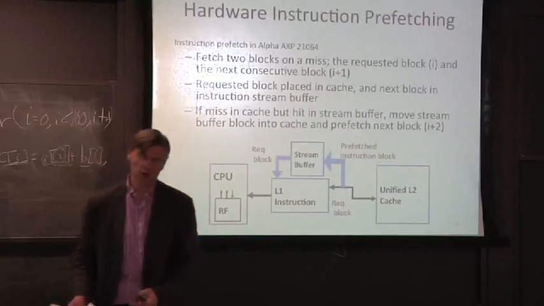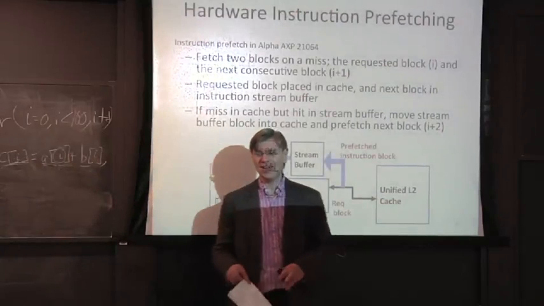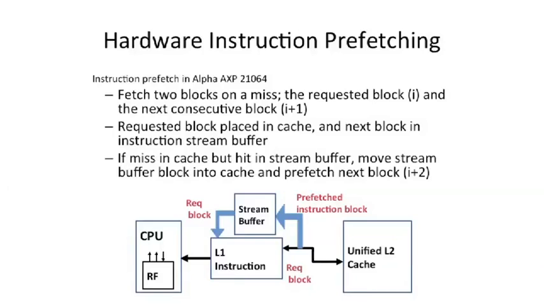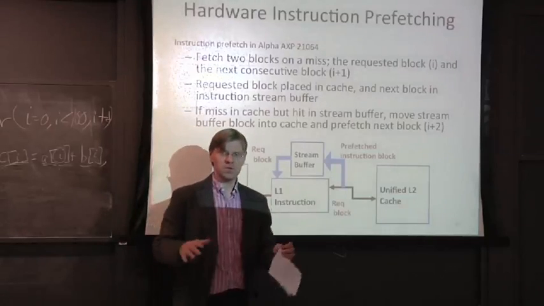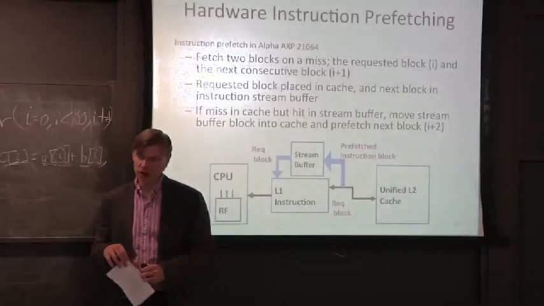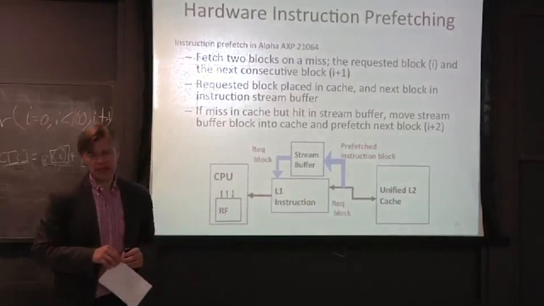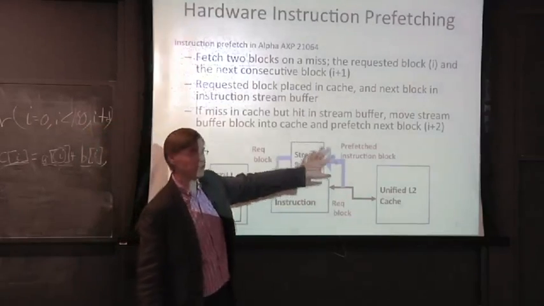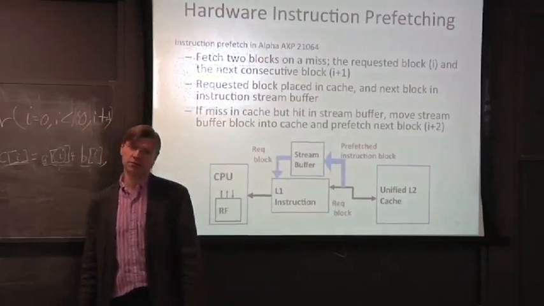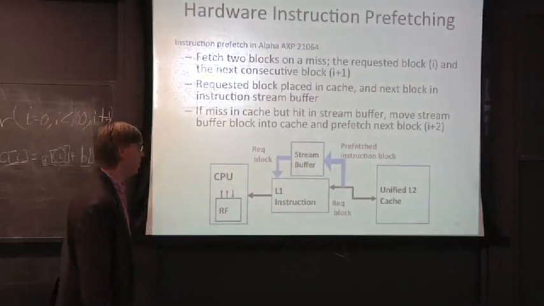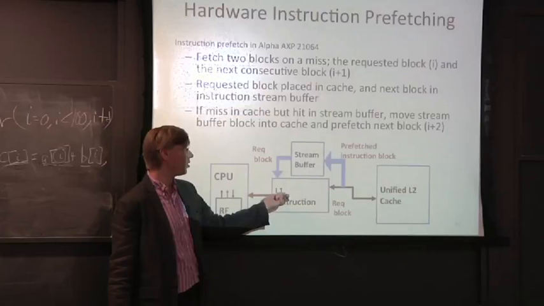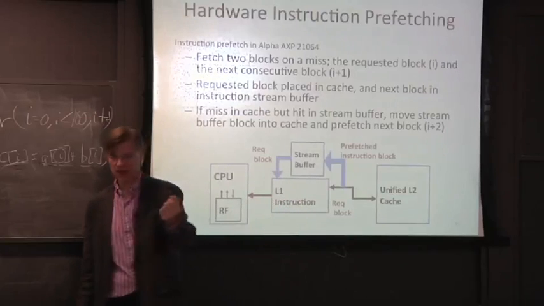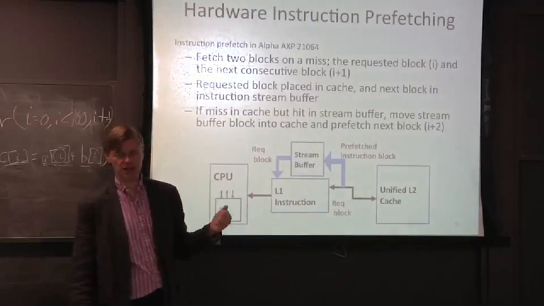OK, so let's start off by looking at the simple case here of instruction prefetching in hardware with a basic example, something like what they had in the Alpha 21064. So it's a relatively basic processor, and we want to look at what they did for performance. Well, they actually added an extra little buffer here that they're going to call a stream buffer. And the stream buffer here is going to store the next line that is likely to be used.